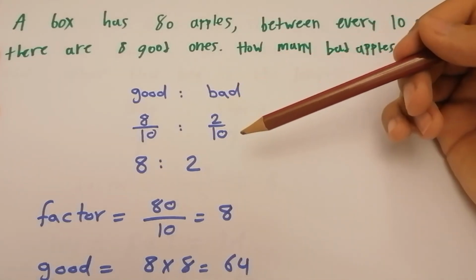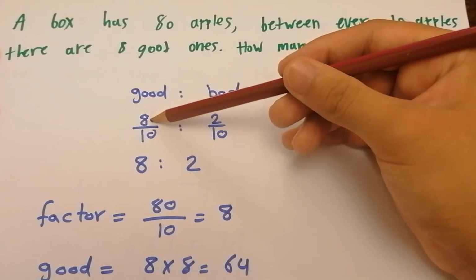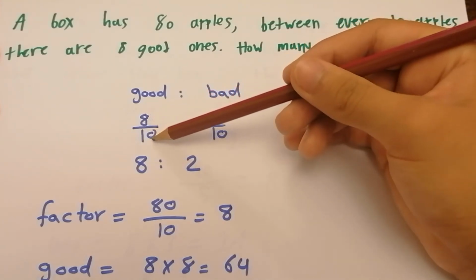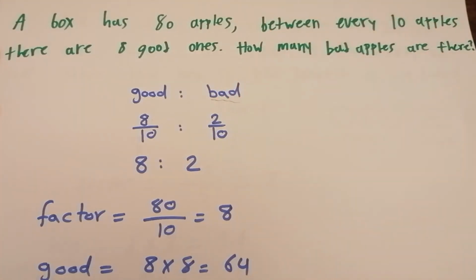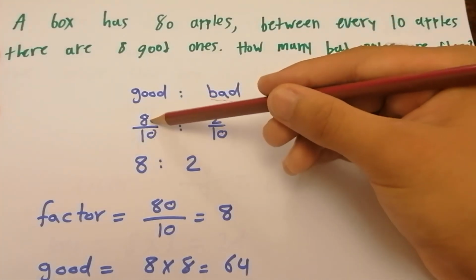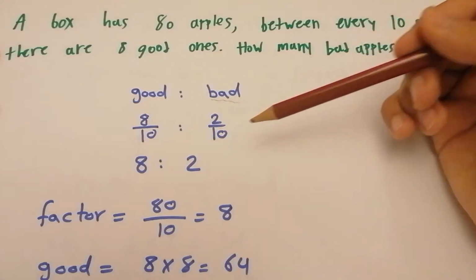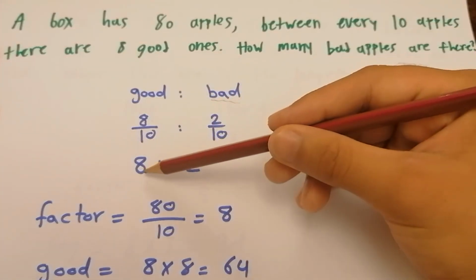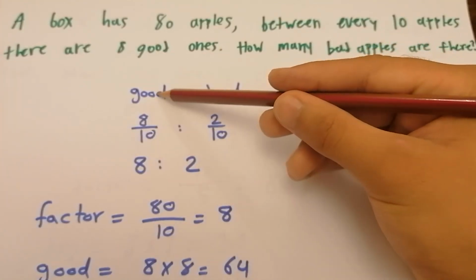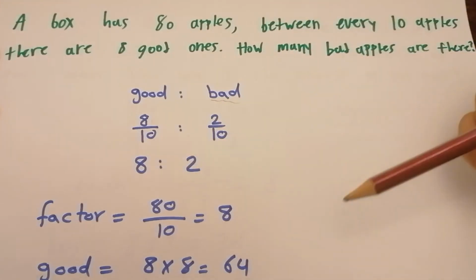What is given to us here is the number of good apples and the total number of apples. We still do not know the number of bad apples. But it is implied in the question that if we have a total of 10 apples and 8 ones are good, then we will have, of course, 2 bad apples out of the total 10. Now that we know that the ratio of good apples to bad apples is 8 to 2, we can find a factor.